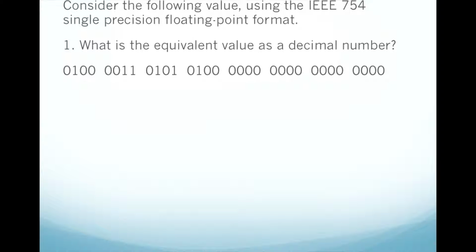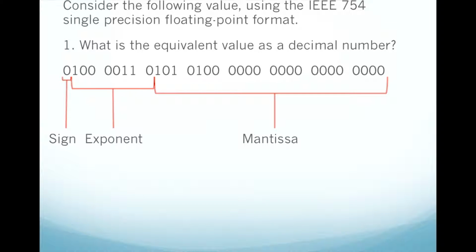When you're given a long number like this, you want to break it up into 3 different parts. The first part is the first bit, then you take the next 8 bits, and then you take the next 23 bits. Those are your 3 different parts. The first part is your sign, the next 8 bits are your exponent, and the rest of the 23 bits are your mantissa. Our sign is 0, which means our number is going to be positive. If the sign was 1, you would know that your number is negative.